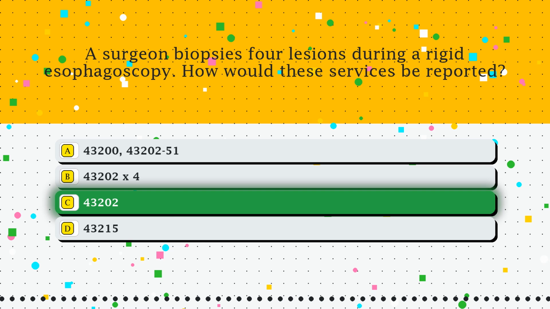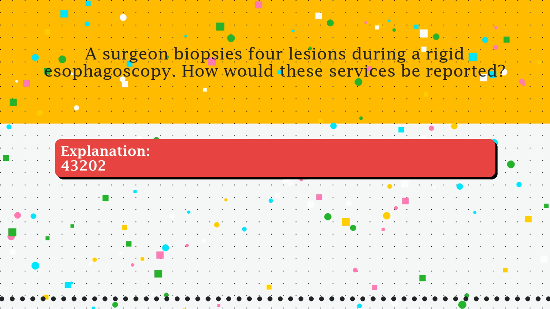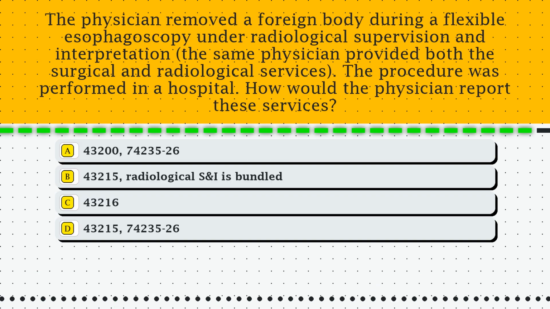The correct answer is option C, 43,202. Question 69. The physician removed a foreign body during a flexible esophagoscopy under radiological supervision and interpretation. The same physician provided both the surgical and radiological services. The procedure was performed in a hospital. How would the physician report these services?